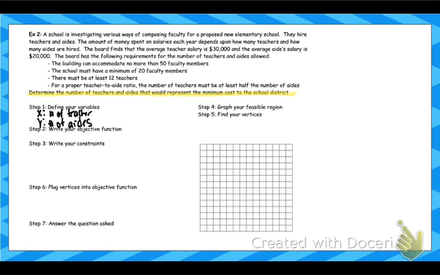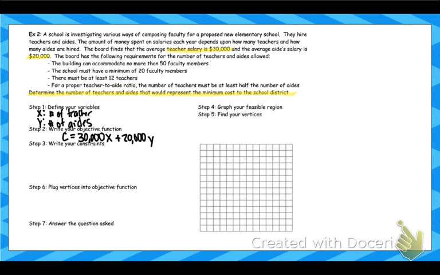So our objective function is going to be based off of what answers the question and our variables. We're trying to find the minimum cost to the district. Well, what actually costs money are the salaries. Teacher salary is $30,000, aide salary is $20,000. So this objective function is going to be, what's that cost? Well, that's going to be $30,000 times the number of teachers plus 20,000 times the number of aides. And again, we are not graphing that. We are just using that for when we get to the last step to answer our final question.